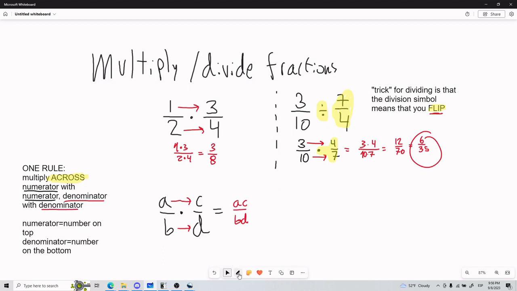I hope it helped. The key ideas are that you multiply across, and whenever you have to divide, you do the flip thing. All right?